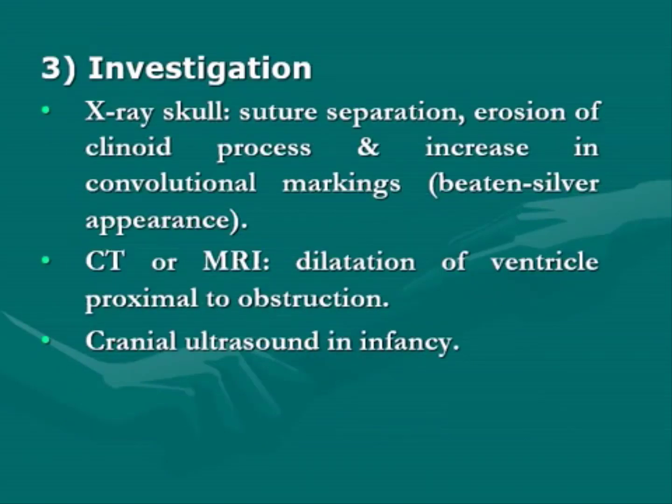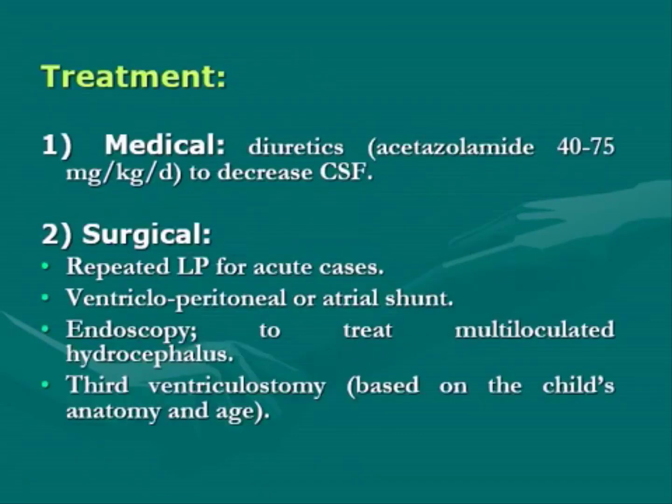Investigations. We should do CT and MRI first. The CT and MRI show dilatation of the ventricular system proximal to the site of obstruction. Cranial ultrasound shows dilatation of the ventricular system. X-ray of the skull is old, and we don't do this investigation. Before closure of the anterior fontanelle, there is separation of the sutures, erosion of the clinoid process, and an increase in the convolutional markings, what's called beaten silver appearance.